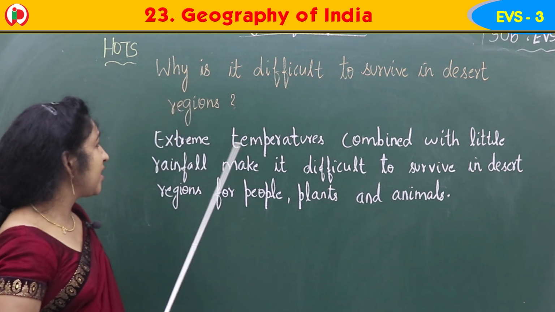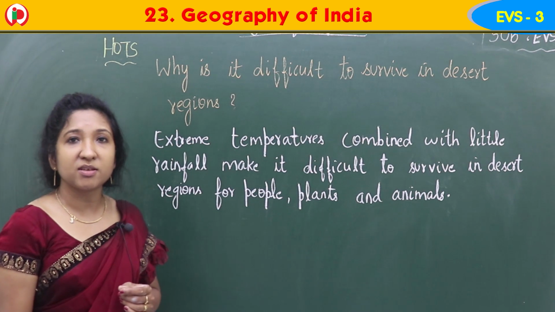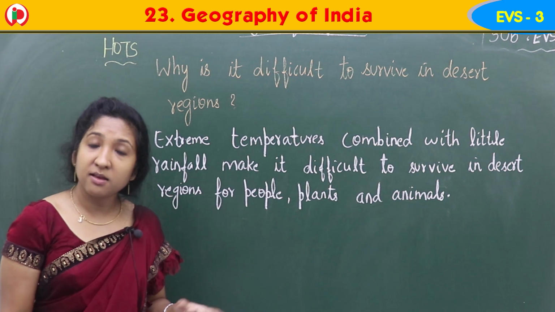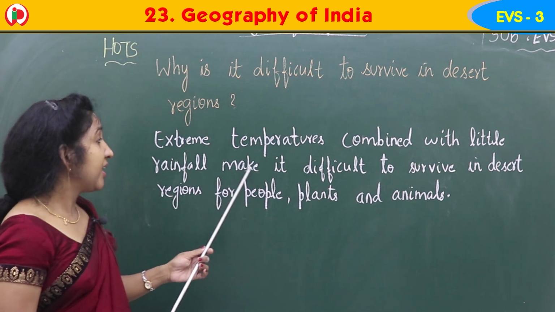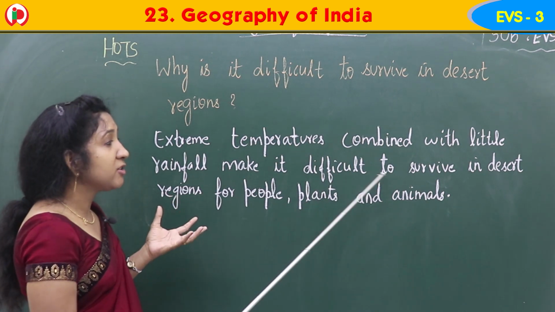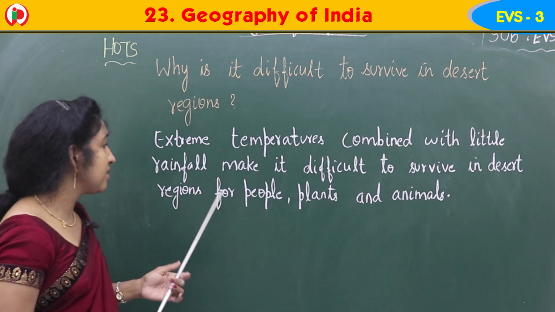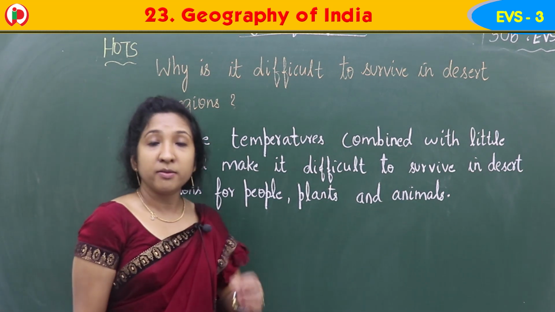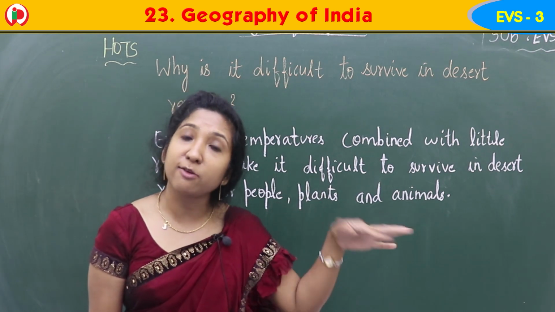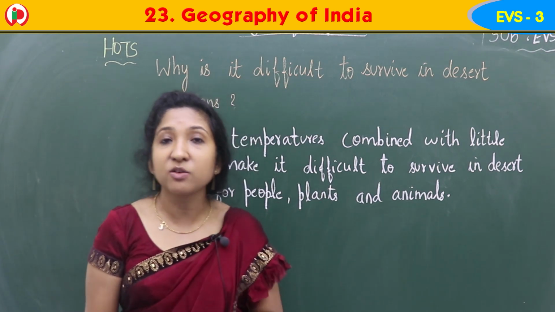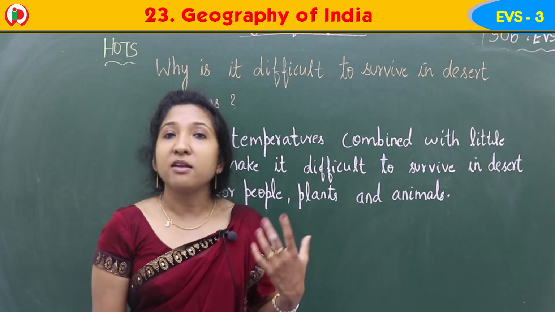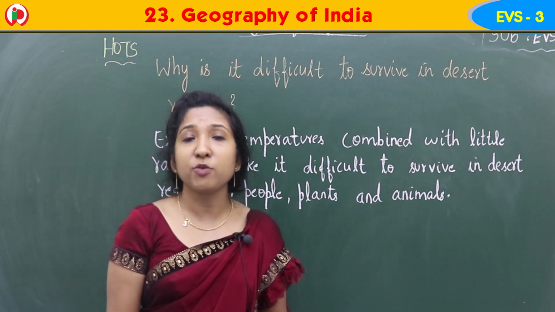Yes. Extreme temperatures, high temperatures, combined with little rainfall. Temperature is high, and there is no rainfall; even if rain is there, very little. So it makes it difficult to survive in desert regions for people, plants and animals. Only the animal camel can survive there without taking water. Camel can live for long days and cactus plants can grow there. If there is no water it's okay for cactus plants.